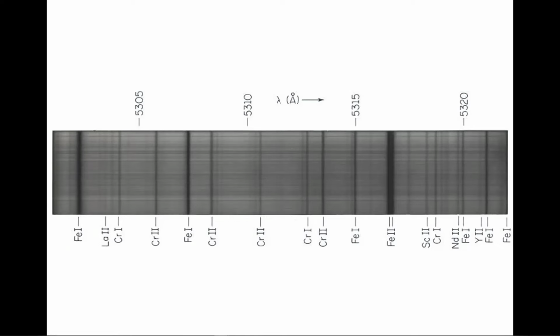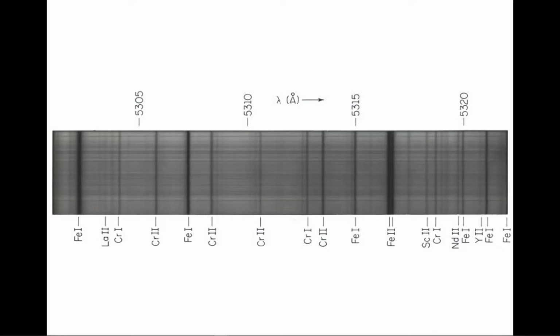Pretty amazing. Some things that show up on here, you see a bunch of chemical symbols. Over on the far left, there's an Fe Roman numeral 1, and then there's an La Roman numeral 2. I see a Roman numeral 1 for iron, that's Fe, chromium, that's Cr. Let's see, what else have we got? That's kind of it for the Roman numeral ones in this part of the spectrum, at least.